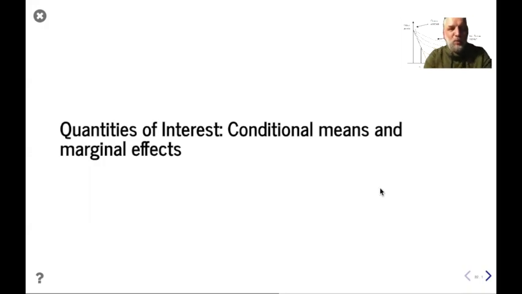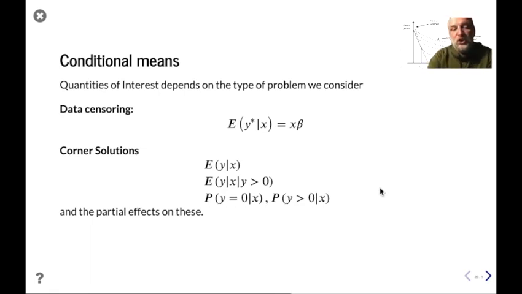Okay, so now we want to talk about the quantities of interest, which are conditional means and marginal effects, but they're going to be conditional means and marginal effects of different objects, depending on what case you're looking at. So if you're looking at data censoring, you would really like to have an expression for your regression line for the data censored, the censored value y star, or the latent variable y star. Well, that's a variable of interest, right?